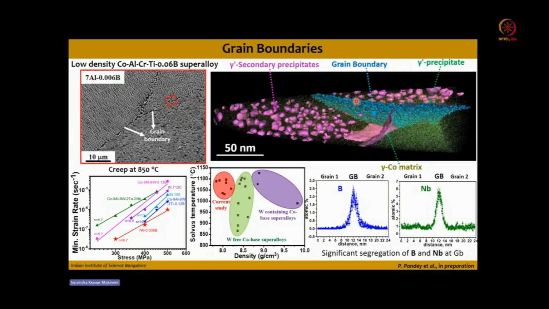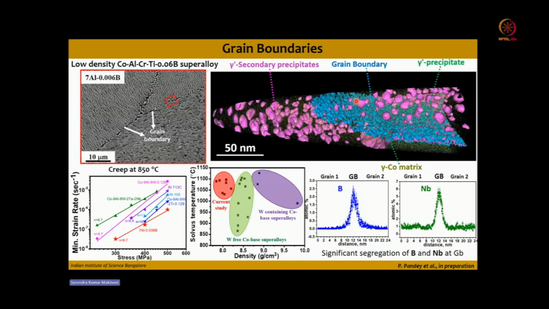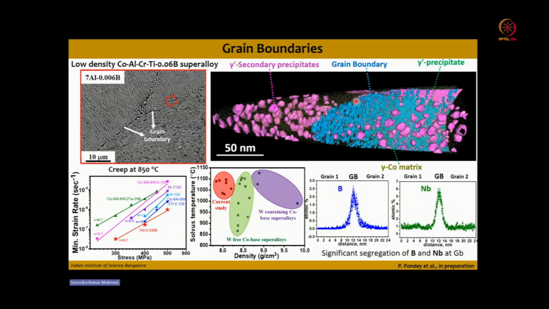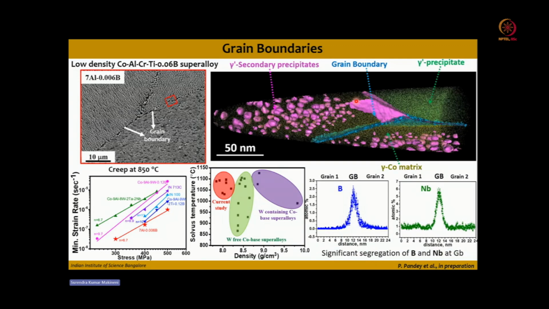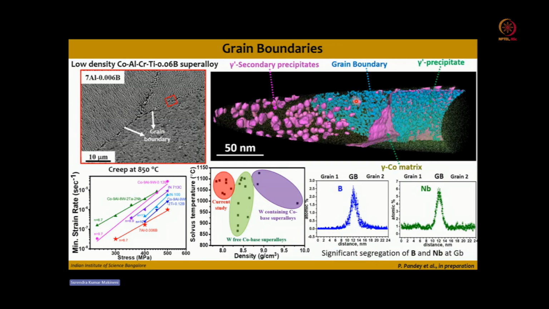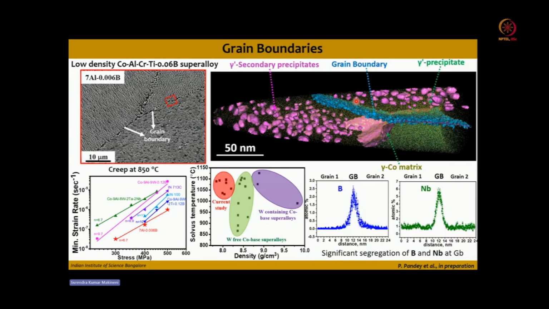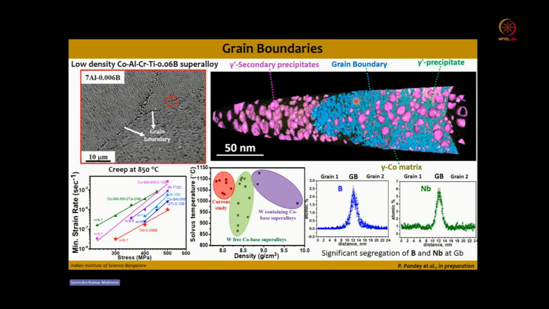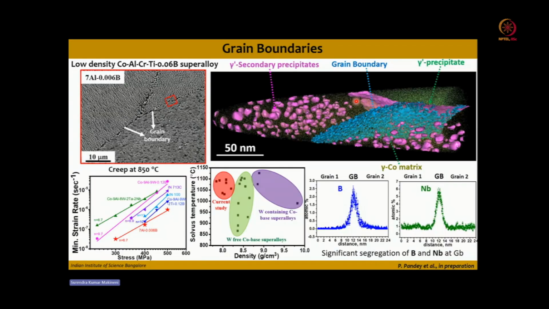But you cannot increase the boron beyond 0.06. If you increase it, then what will happen? All the gamma prime stabilizing elements will be segregated, so you will get less volume fraction of gamma prime, and the boride fraction will increase, which will degrade the creep rate of that particular alloy.